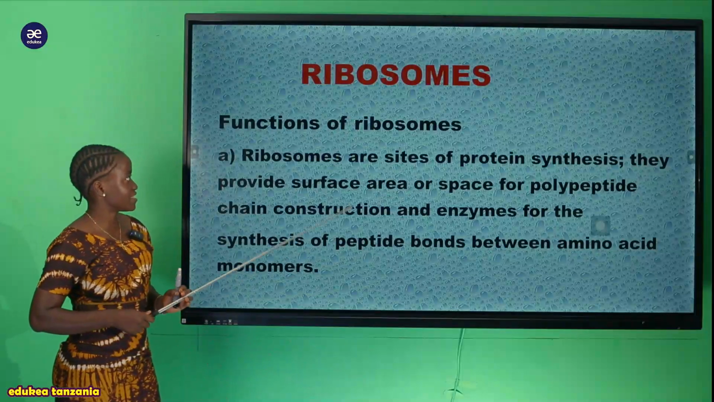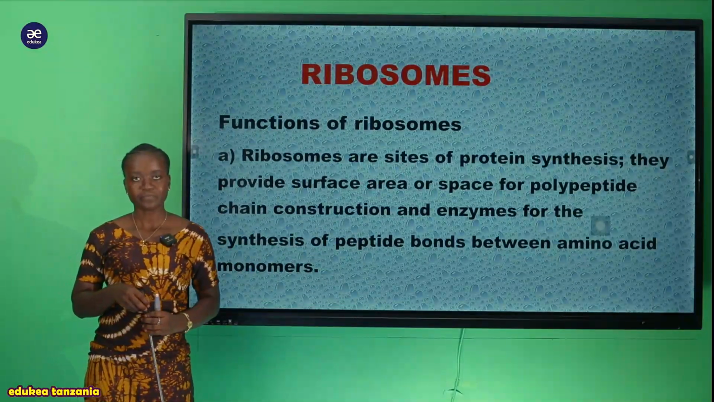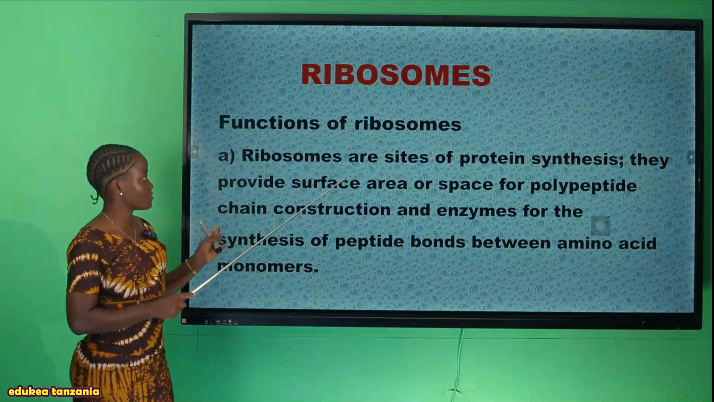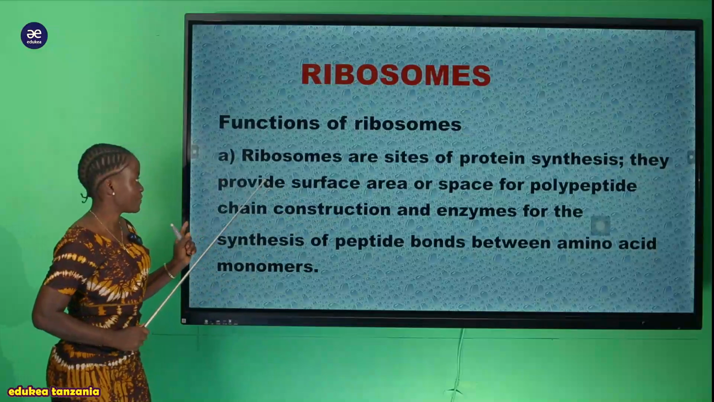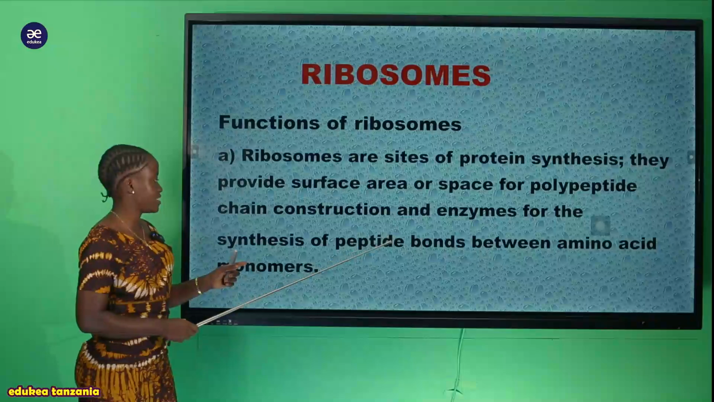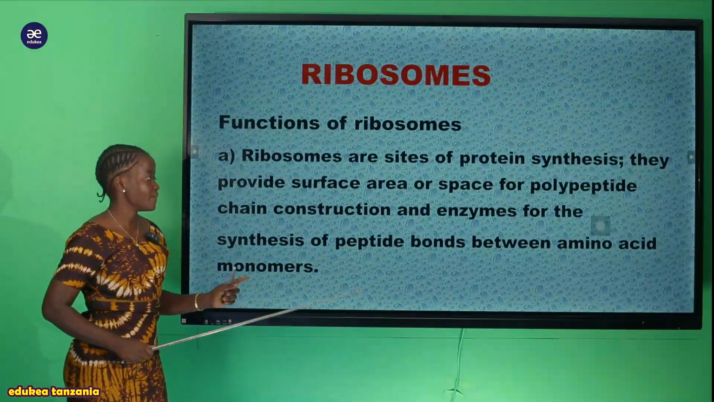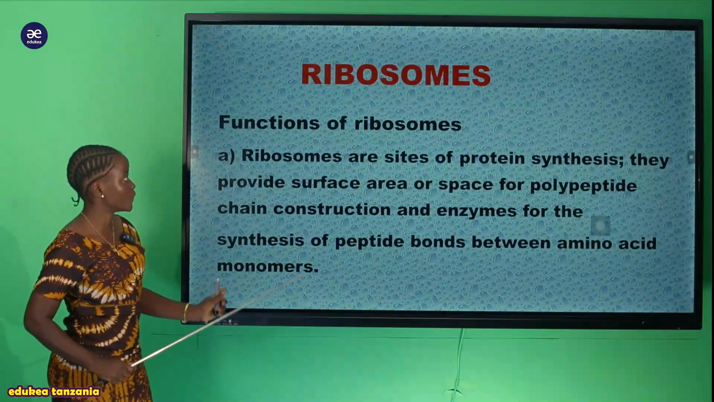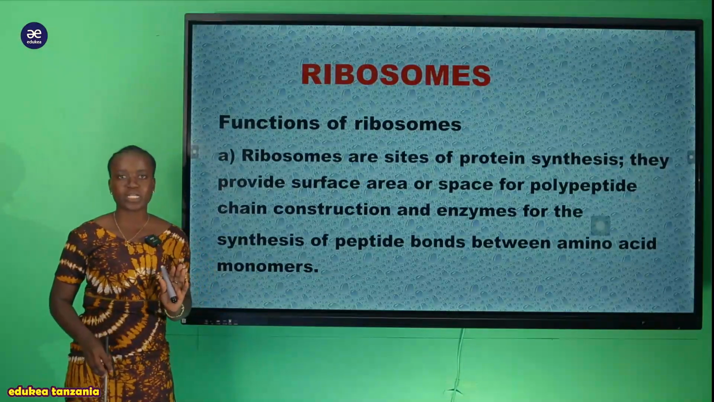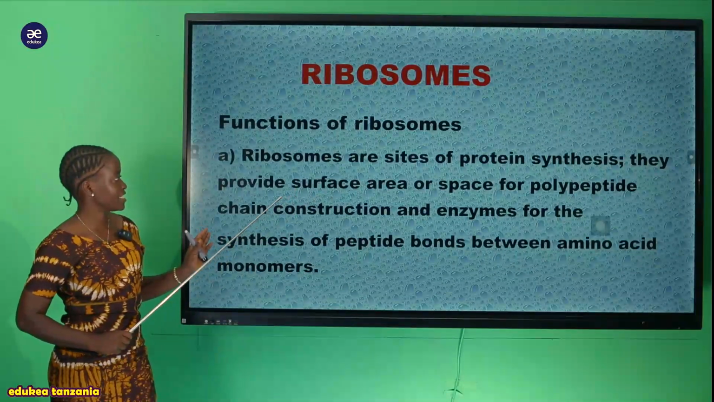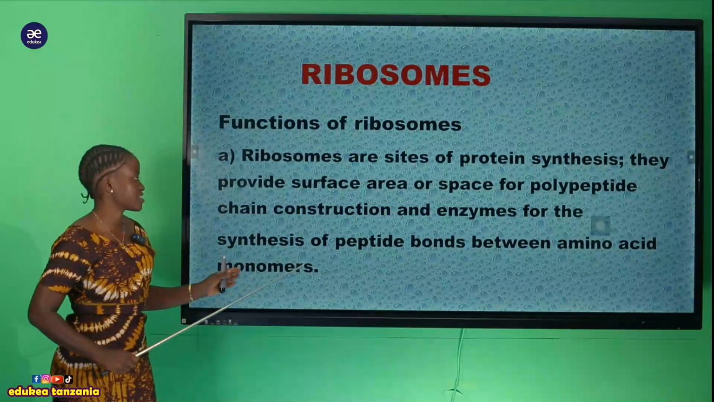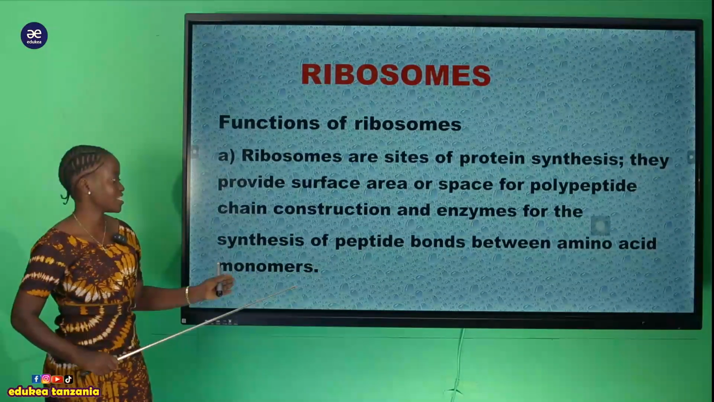So now let's see the functions of the ribosomes. The functions of ribosome. So now you can see here, ribosomes are the site of protein synthesis. They provide surface area or space for polypeptide chain construction and enzymes for synthesis of peptide bonds between amino acid monomers. So this ribosome, we have said that it does the work of making proteins.